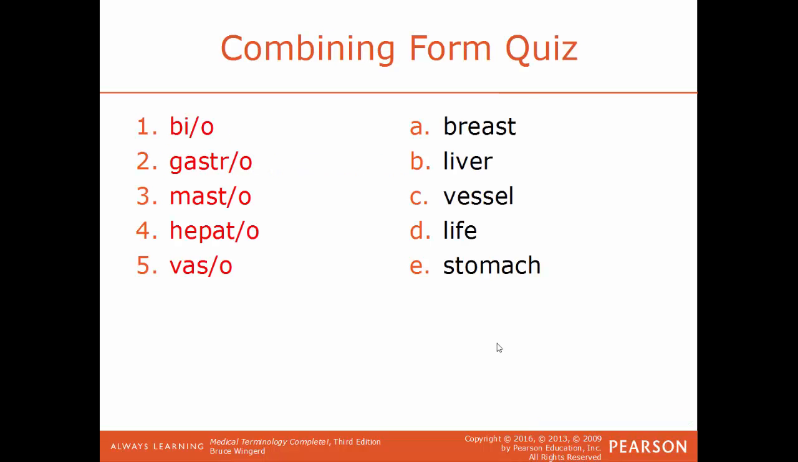Alright, here's a quick combining form quiz. On the left you have 5 different examples we talked about. Bi or bio, gastro, masto, hepato, and vaso. And each of these will combine to just one of these. So either breast, liver, vessel, life, or stomach. So for the first one, bio is a reference to the life, such as biology. Second one, gastro, is a reference to the stomach. Masto, reference to the breast. Hepato, reference to the liver. And vaso, reference to vessel.